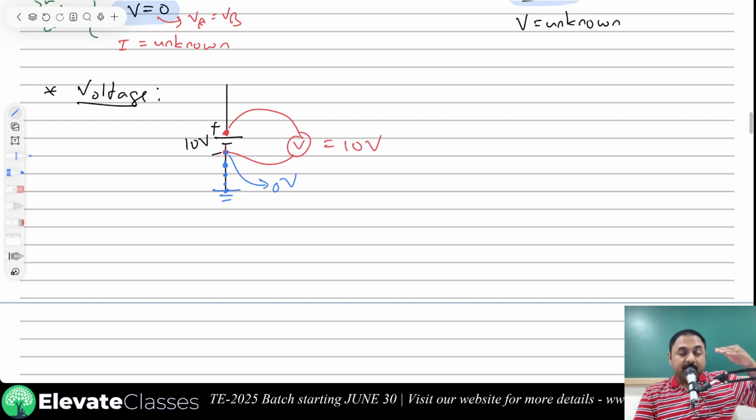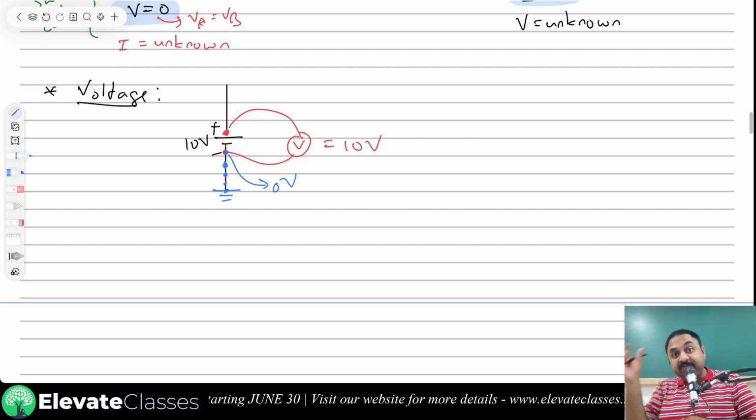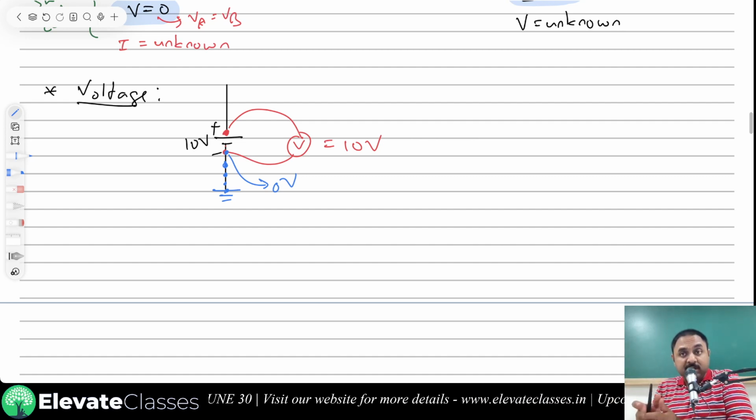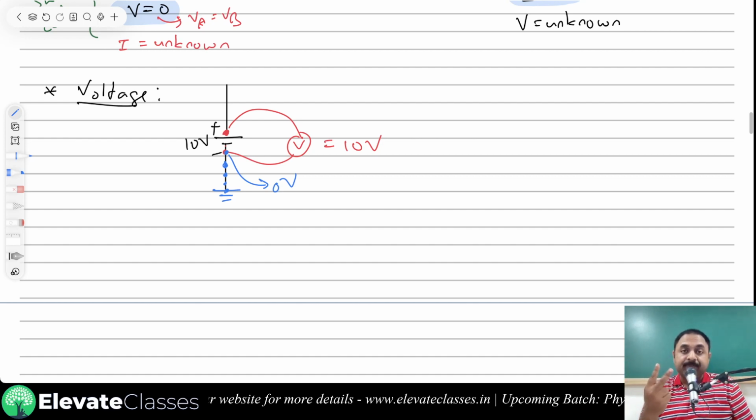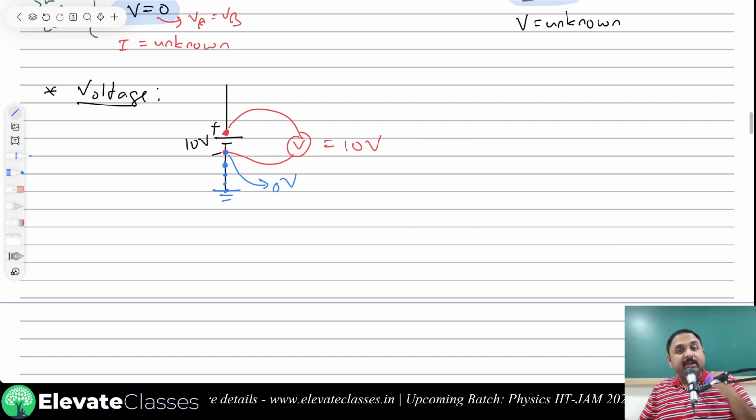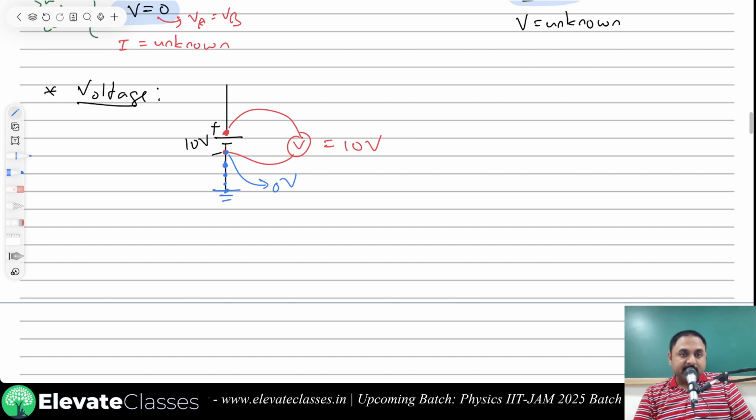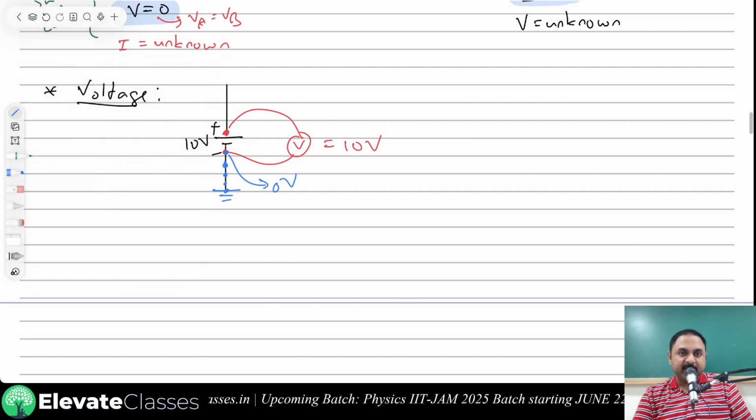Always remember, what is another term for voltage? Potential difference. Whenever you say voltage, it is the potential difference between 2 points. So you need 2 points. So if they tell you voltage is 10 volts, where is the second point? The second point is obviously ground. So all these points are at 0 volt and all the points above will be at 10 volts.